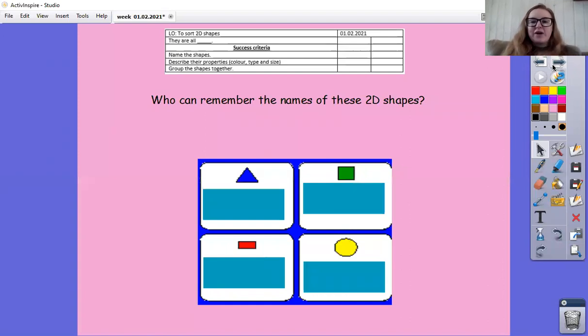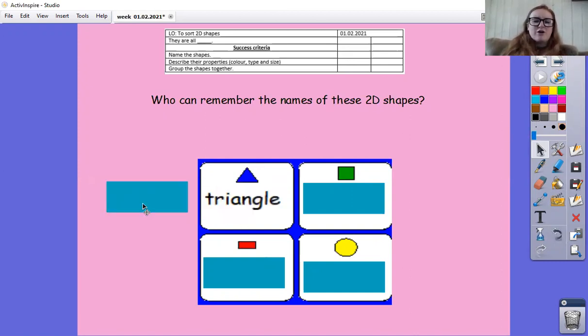Fantastic, okay. So today we're going to carry on looking at 2D shapes. So let's just have a look at these 2D shapes we've got here. And what shapes are these? So I have here, what shape is this? So it's got 1, 2, 3 straight sides. This shape has 3 straight sides. What shape do I know this is? Let's have a look at it. It's got 3 straight sides. It is a triangle. Fantastic.